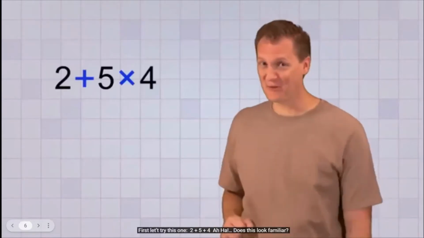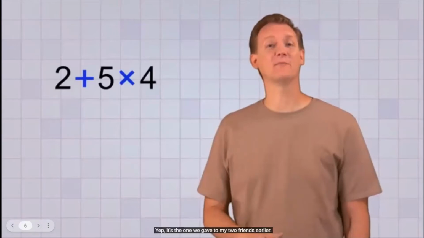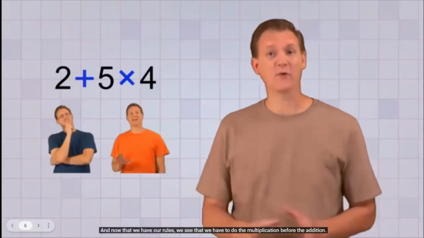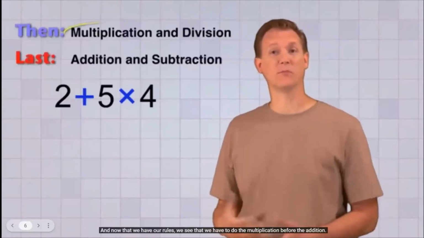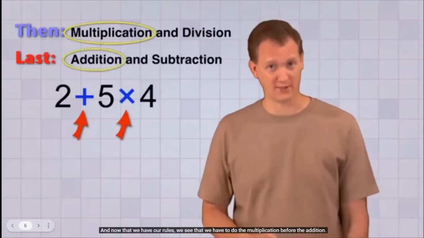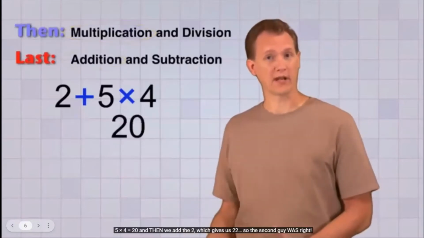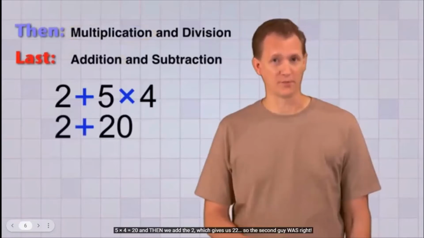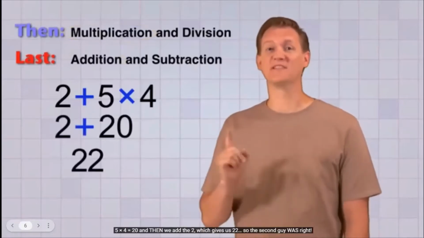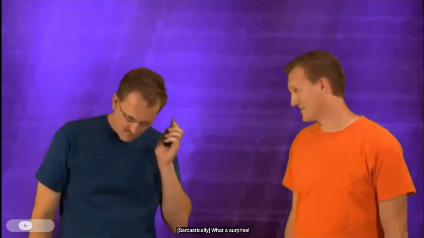Aha! Does this look familiar? Yep, it's the one we gave to my 2 friends earlier. And now that we have our rules, we see that we have to do the multiplication before the addition. 5 times 4 equals 20, and then we add the 2, which gives us 22. So the second guy was right. What a surprise!